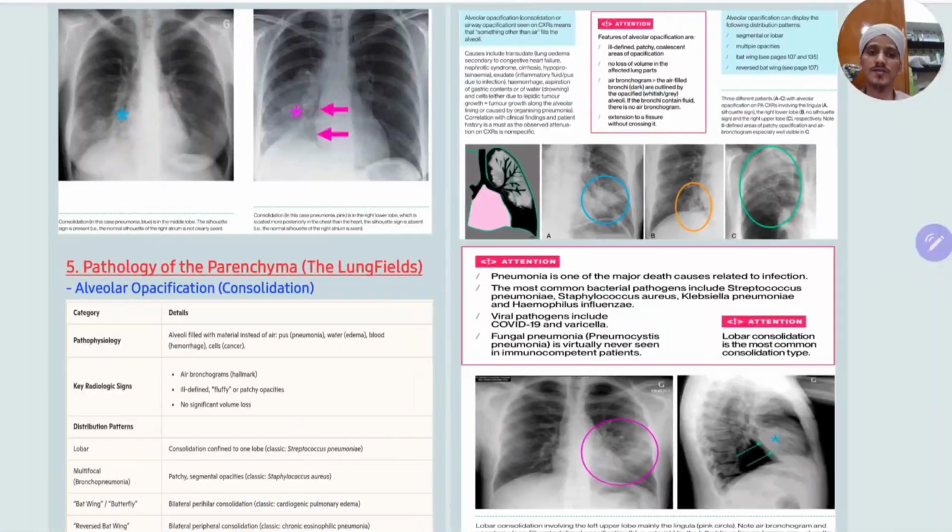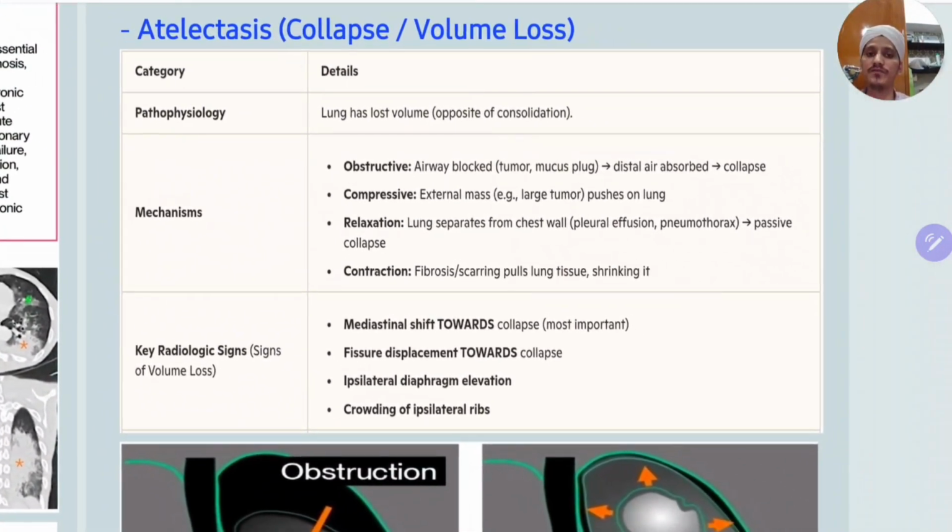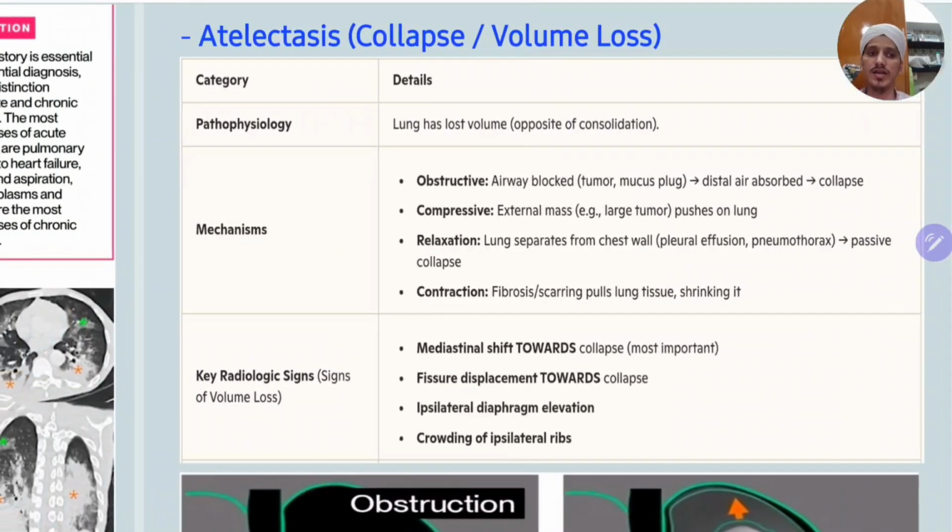Now we'll move forward. So that was one type of pathology which we see in the chest X-ray. That was consolidation we have discussed: lobar consolidation or multifocal consolidation or bronchopneumonia, and batwing appearance and reverse batwing appearance. Now we will see the second pathology, that is atelectasis or collapse. And remember, in this you will have volume loss of the lungs. This is important. When there is volume loss, there will be tracheal and mediastinal shift.